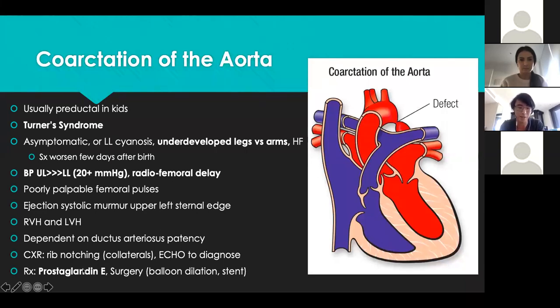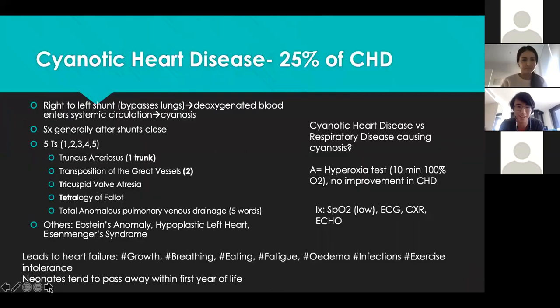The other thing to think of is prostaglandins. And the reason we can use that to treat it is because if you keep your PDA open, then because this is preductal, the patent ductus arteriosus can give a channel for the oxygenated blood to go to your lower limbs. But to actually cure the coarctation, you've got to do surgery for it. And that should be about all you need to know about coarctation.